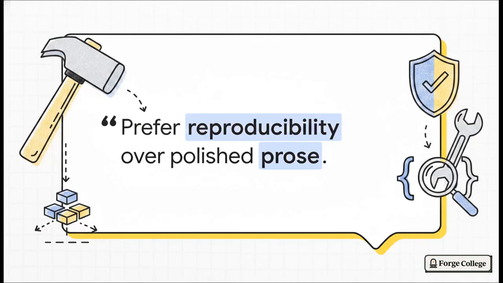Let's really hammer this home. Prefer reproducibility over polished prose. Reviewers and engineers do not want a beautifully written, poetic essay about data. Seriously, they want working code snippets, they want CI logs linked right there in the appendix, they want exact PromQL queries that they can just copy and paste. Reproducibility shortens review cycles, and it vastly accelerates how fast you can iterate on your dApp.